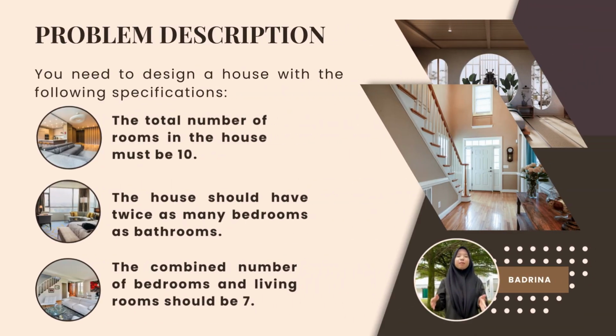Here comes the problem description. We, as architects, need to design a house with the following specifications, where the first condition is that the total number of rooms in the house must be equal to 10. The second condition is that the house should have twice as many bedrooms as bathrooms. Lastly, the combined number of bedrooms and living rooms should be 7.